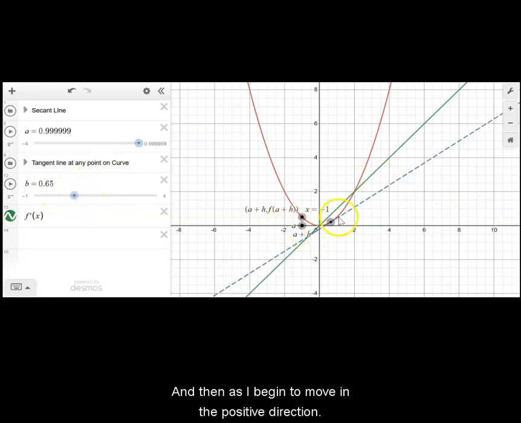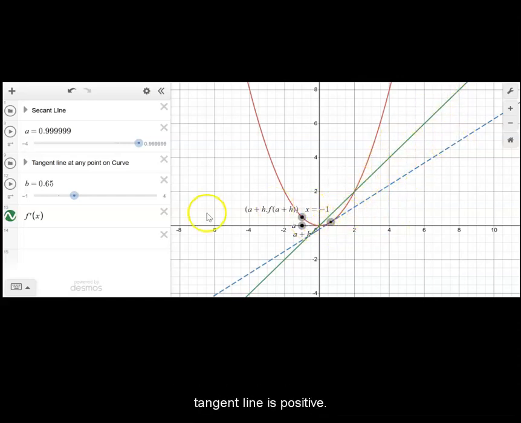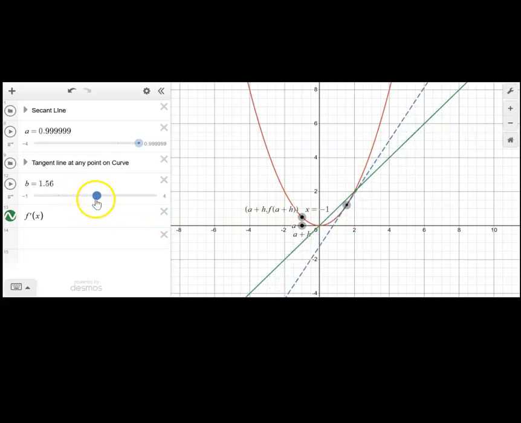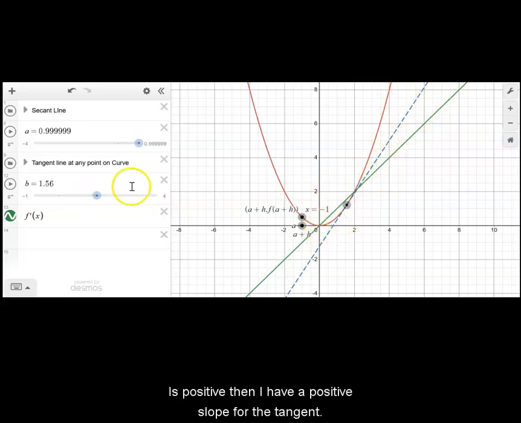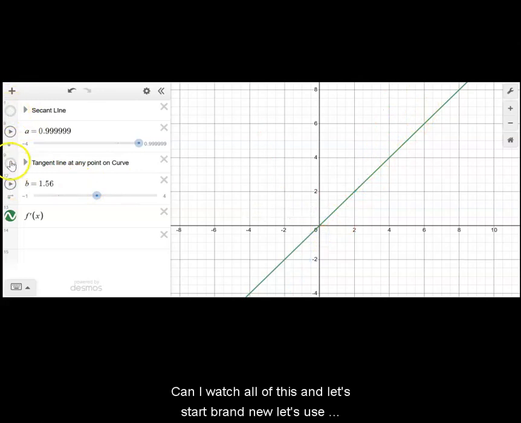And then as I begin to move in the positive direction, where my derivative function is positive, that means the slope of the tangent line is positive as well, right? So where my derivative function, the green function, is positive, then I have a positive slope for the tangent line. Okay, so let's wash all of this and let's start brand new.